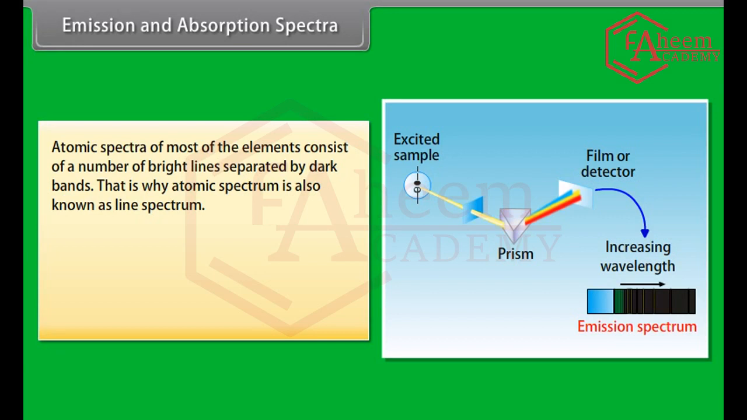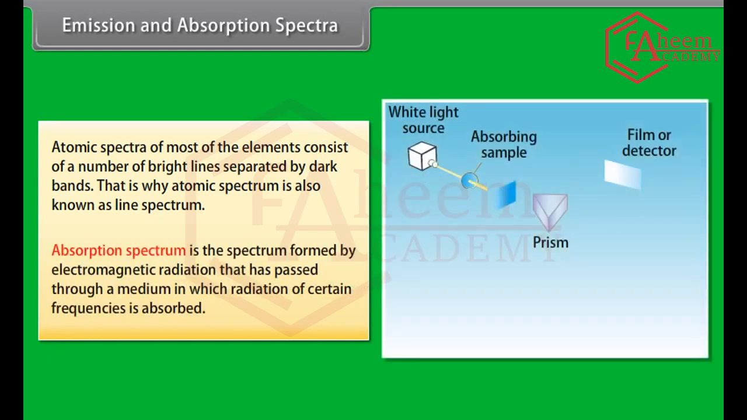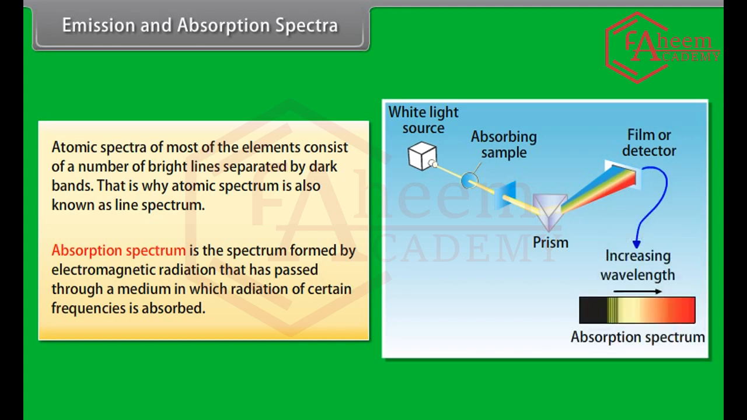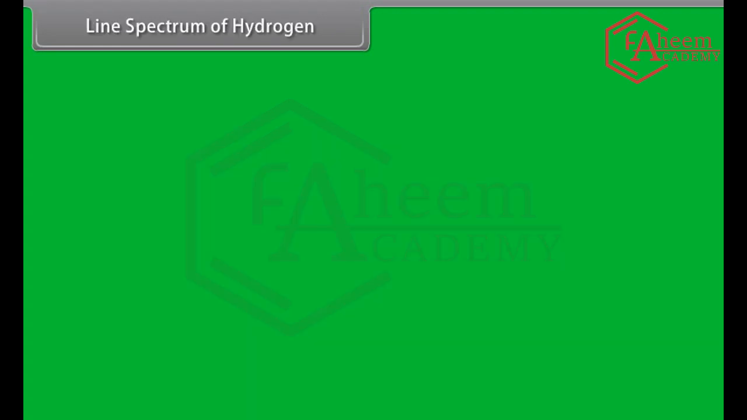That is why atomic spectrum is also known as line spectrum. Absorption spectrum is the spectrum formed by the electromagnetic radiation that has passed through a medium in which radiation of certain frequencies is absorbed. Line spectrum of hydrogen.